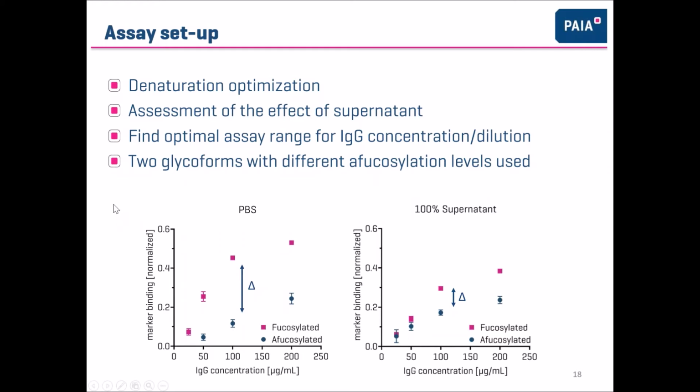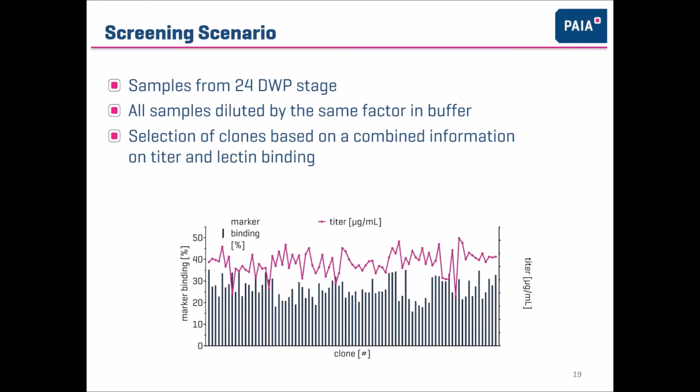So when we use that in a screening scenario, and this is an example from screening on the 24 deep well stage, what we do is we have the samples, we know their concentration, and all the samples are diluted by the same factor and buffer. And then we perform the assay, and what we get is the fucose marker binding in percent. And at the same time, you have the titer information for all the samples.